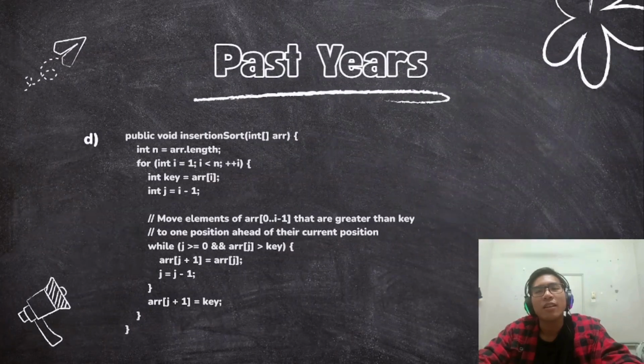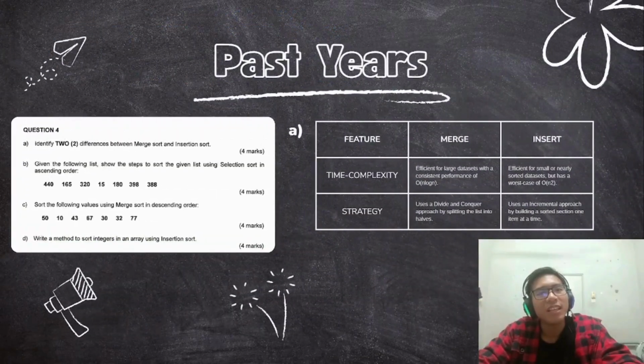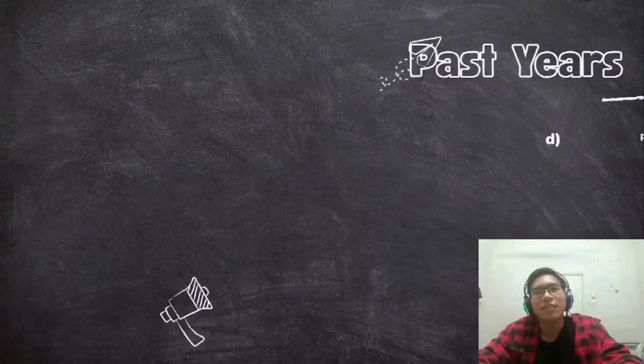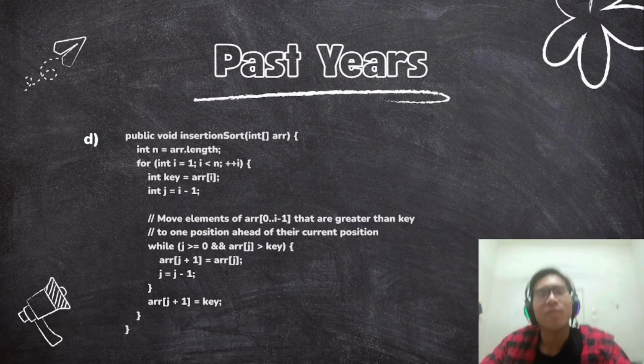Now, for question D, it says write a method to sort integers in an array using insertion sort. Now I have done the coding here, and as you can see, I've written the notes there. It says move elements from array 0 to 1 that are greater than key, and then to one position ahead to their current position. That is for the method below.